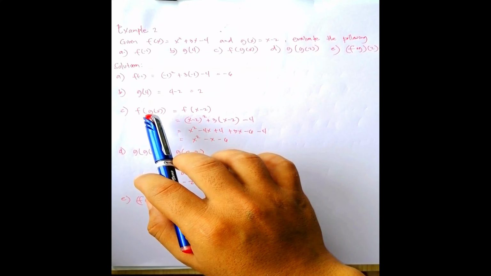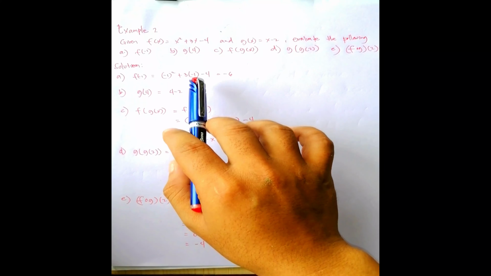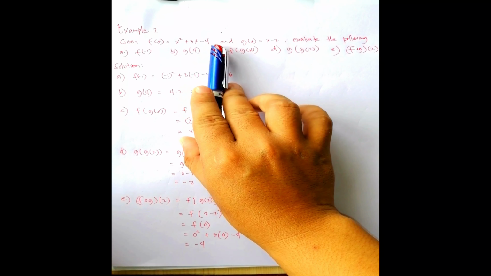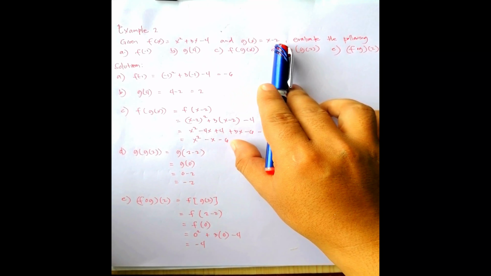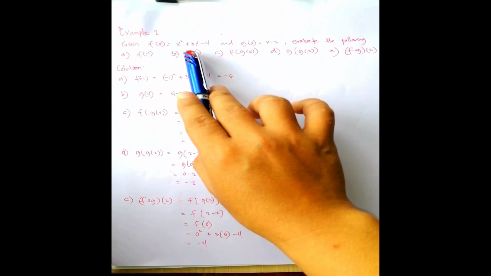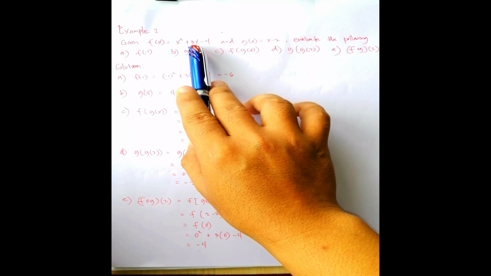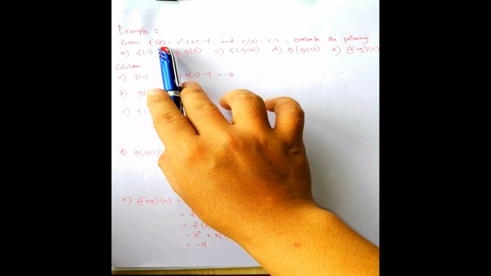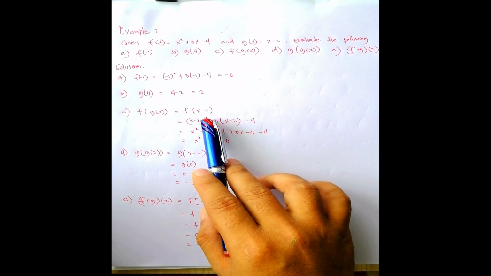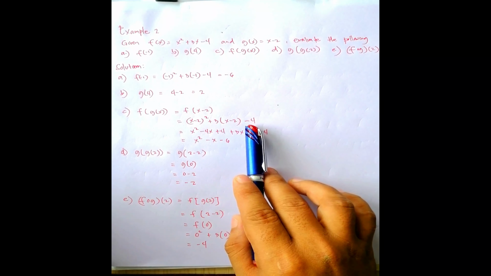And for letter C, f of g of x, we know that the function f is x squared plus 3x minus 4, but the function g is x minus 2. So we need to substitute g in f. In other words, x minus 2 will be substituted in all x's in this function. So f of g of x is the same as f of x minus 2. So x minus 2 squared plus 3 times x minus 2 minus 4.